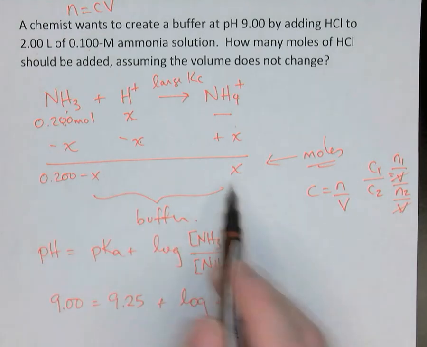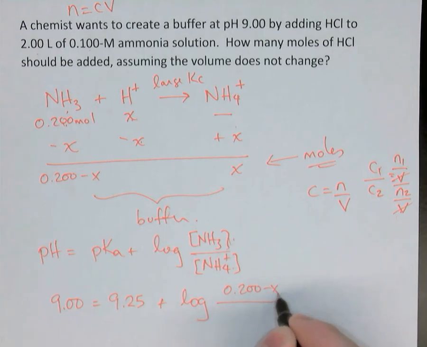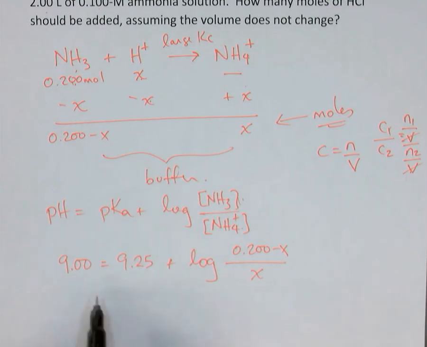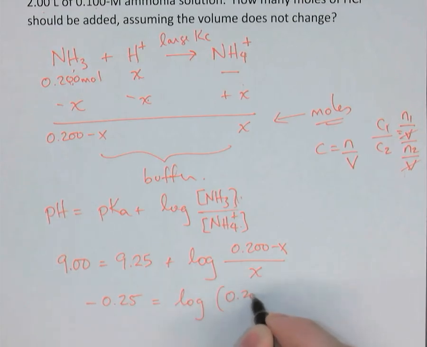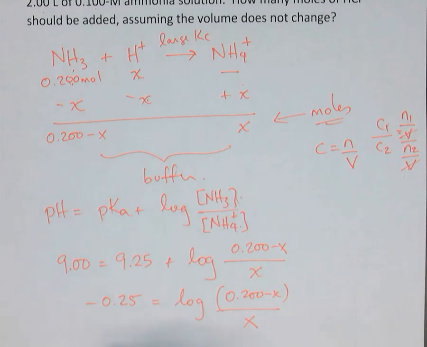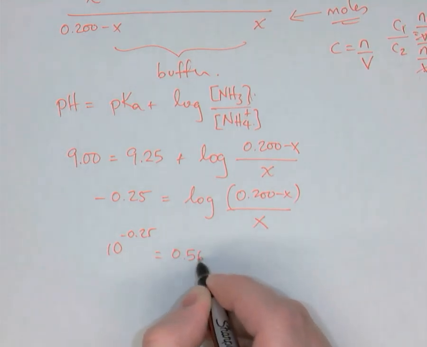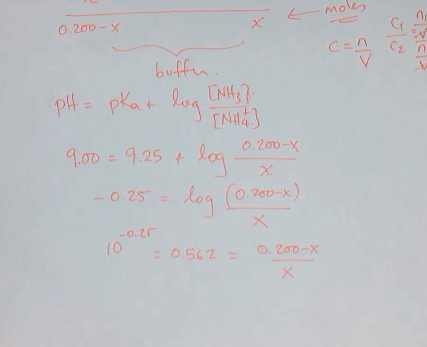So since these are dissolved in the same solution, the volumes are equal, we can then say 0.2 minus X, the moles of ammonia, over X, the moles of ammonium. Now we can solve this. 9 minus 9.25 is negative 0.25, equals the logarithm of 0.2 minus X over X. 10 to the power of negative 0.25 will equal 0.562, and that's equal to 0.2 minus X over X.